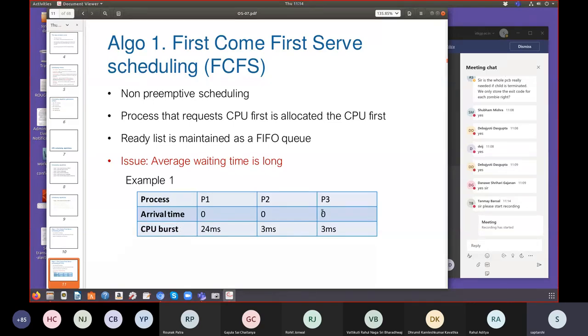All these three processes come at the same time, which is time 0. It's not necessary that all processes come at the same time. We will see other examples later where processes will come at different times. But for now, this very simple example. Let's say all three processes come at time 0, and their CPU bursts are like this. P1 has a large CPU burst, 24 milliseconds. P2 and P3 have small CPU bursts of 3 milliseconds.